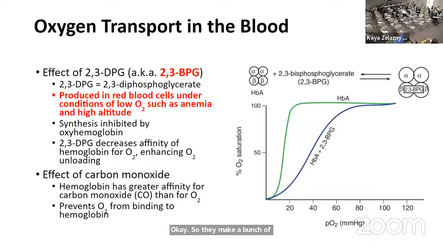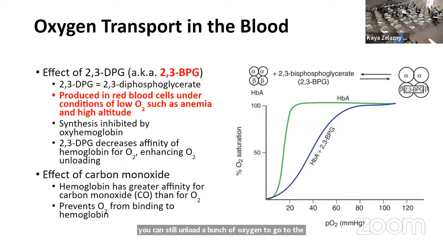See, your body's in this low oxygen environment. You don't have enough oxygen in the air you're breathing, right? But you still want to get oxygen to tissue. Okay. So what happens here is that when you have this molecule, you're going to decrease the affinity of hemoglobin for oxygen. Okay. So that even though there's less oxygen around, you can still unload a bunch of oxygen to go to the tissue. Okay.